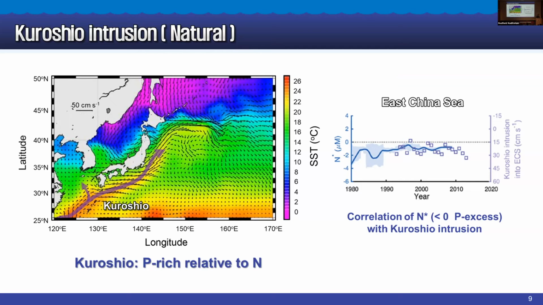So my guess is that the impact of this could be limited. I mean, it can influence intraannual variability, but I don't think it can change the long-term trend of the N-star values in the East China Sea.